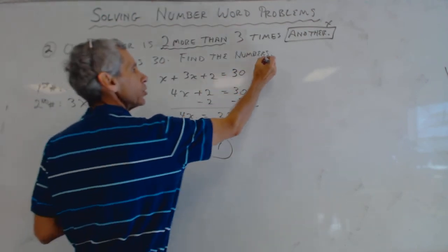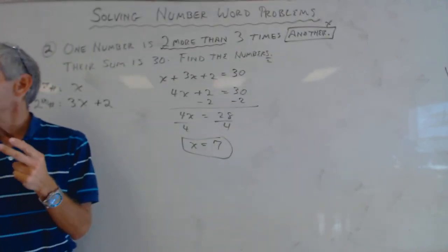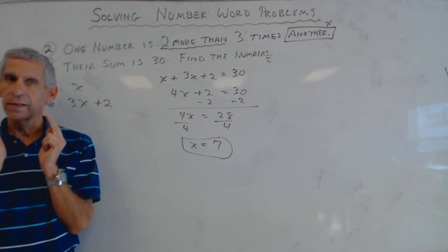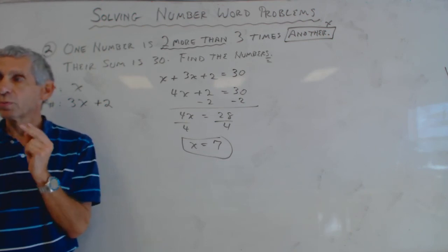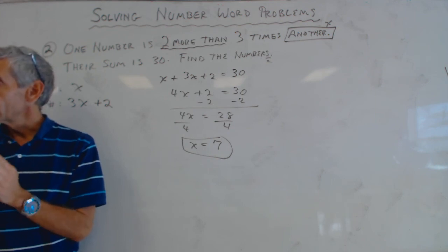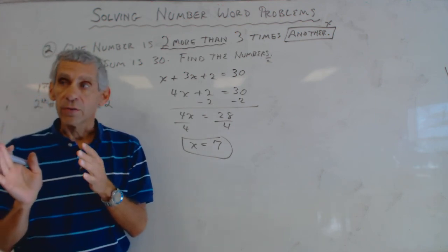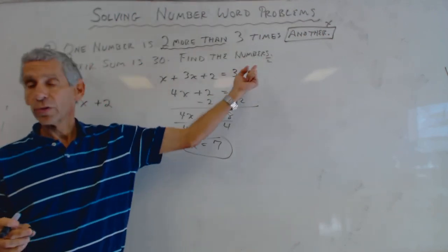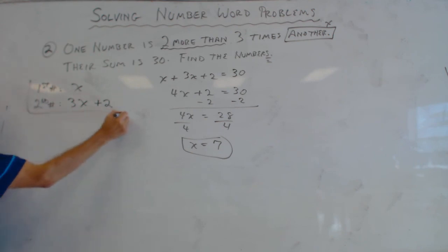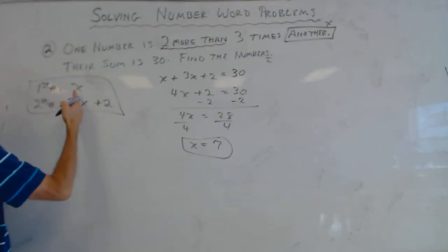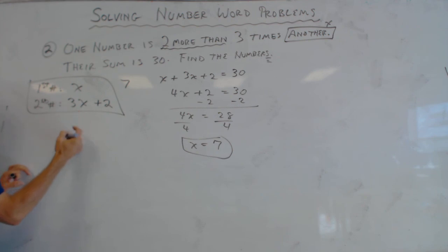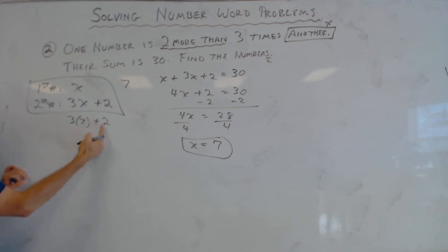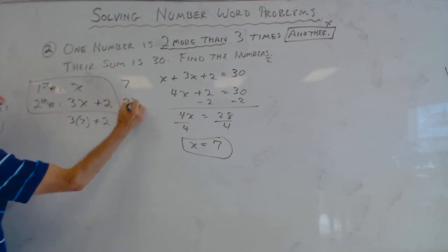No, it says find the numbers. Always go back. With word problems, get in this habit. This will save you a lot of bad grades. If you promise yourself and force yourself to always go back with every word problem and reread the last question. It says find the numbers, that's plural. So I'm going to go back to my table that's right here. My first number is 7. My second number is 3 times 7 plus 2. What would that be? 21, 22, 23, right? So those are my two numbers.